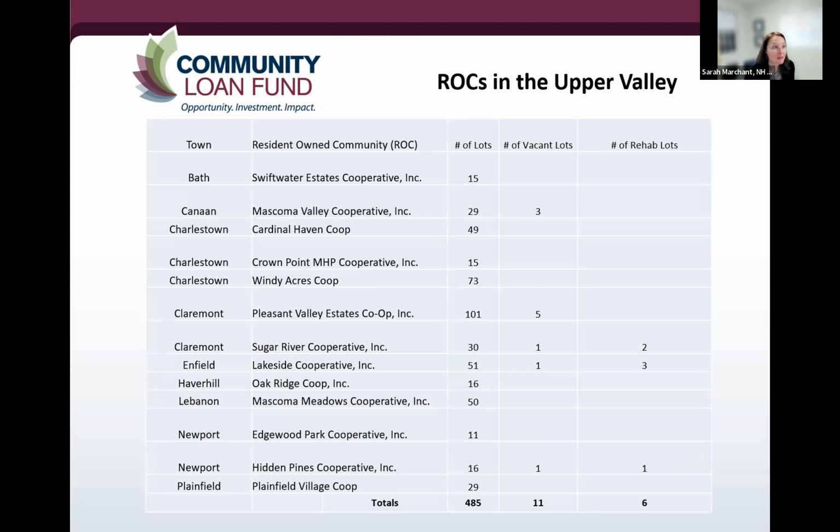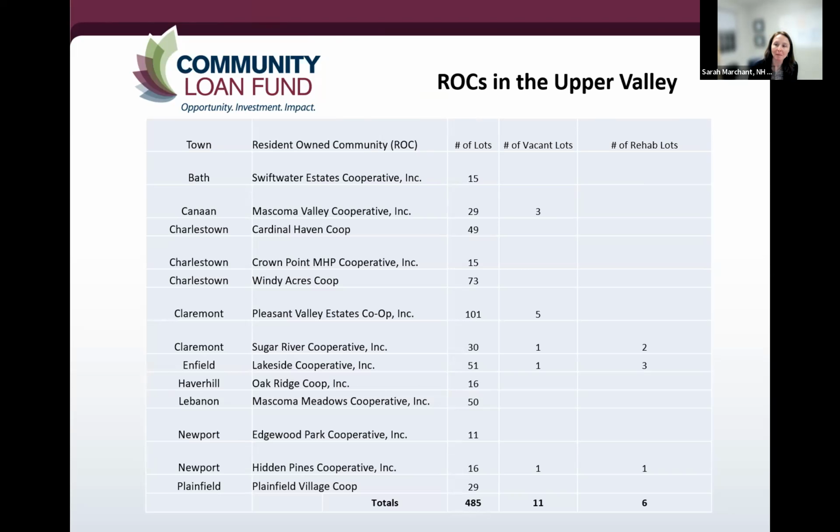And so just to focus on the Upper Valley, which I know where most of you are from, we have currently 13 communities that are resident-owned communities in the Upper Valley. If you ever want to check one out and drive through, you can see their names here and their towns. In total, there's 485 homes in these 13 communities. So that's a lot of affordable housing in this area, with a total of 11 vacant lots and 6 lots that are homes that have been abandoned or need substantial rehabilitation. And so in total, there's 17 opportunities for new affordable home ownership options that are not subsidized in the community.